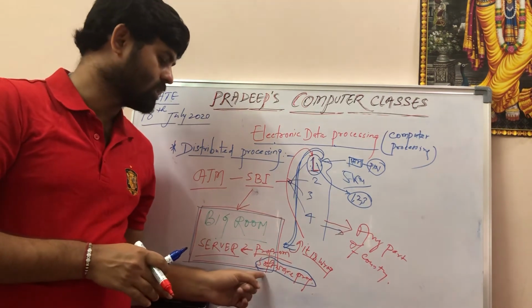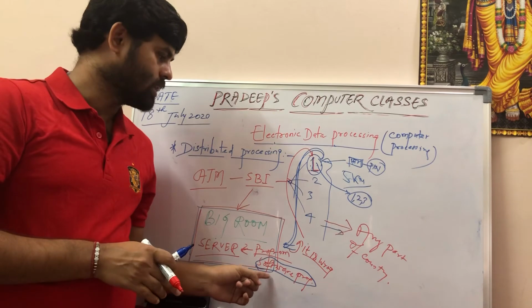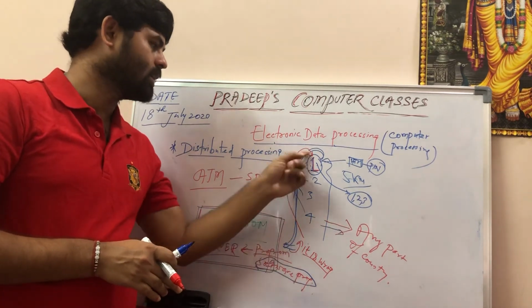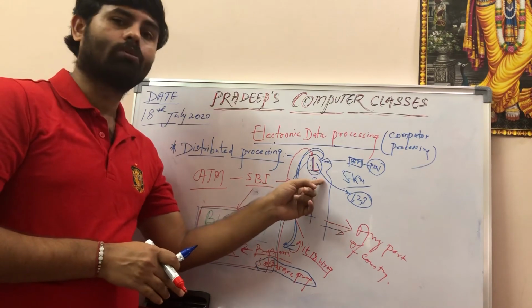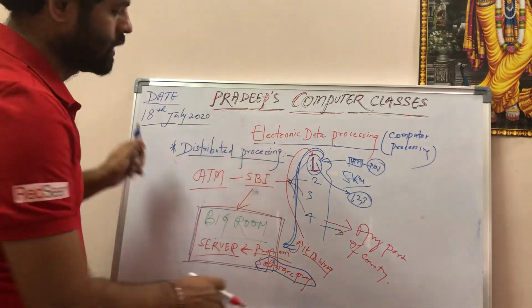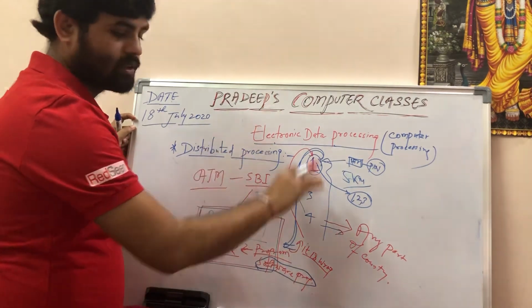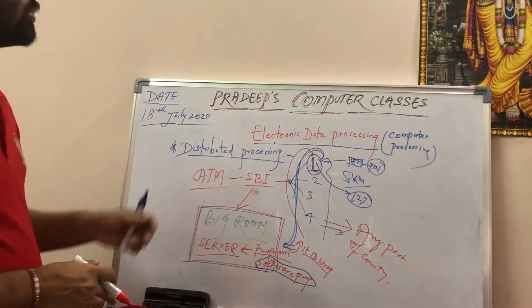This server room has another software program. It will detect all the credentials you are using. If you are correct, it will say okay, and you can enter the amount you want to transact. If you are giving anything wrong, it will say that it is wrong. So in this way, it is processing. So this is called distributed processing.